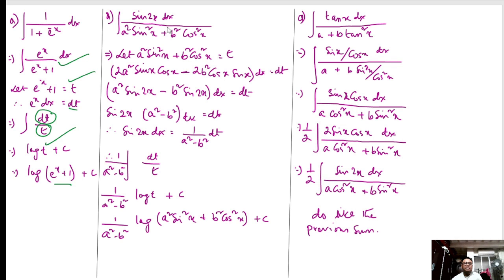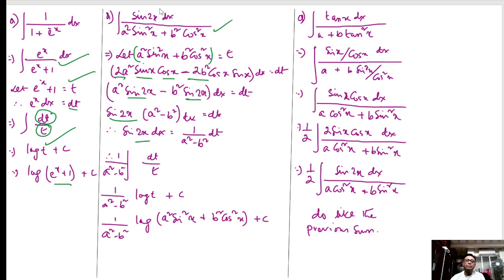Similarly, friends, let's see the next sum. This is the next sum. Let us take the whole of the lower part as t. So a square is a constant. So derivative of sin square x will be 2 sin x cos x, and of cos square x is 2 cos x times minus sin x. So here we get a square sin 2x and b square sin 2x dx equal to dt. Take sin 2x common, a square minus b square dx. So this we got as this.